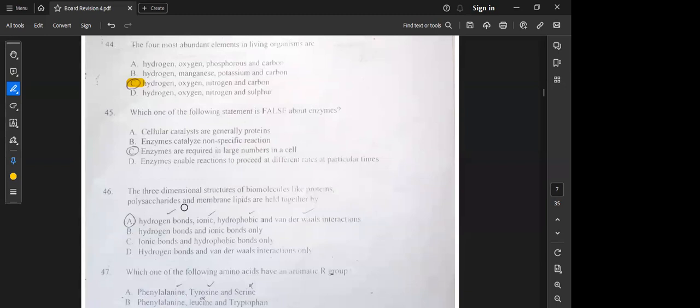Number 45. Which statement about enzymes is false? A, cellular catalysts are generally proteins. So enzymes are generally proteins. B, enzymes catalyze non-specific reactions. C, enzymes are required in large numbers in a cell. Or D, enzymes enable reactions at a particular time. So he's asking, which statement about enzymes is false? Waweru is thinking that enzymes are required in large numbers in a cell. That statement is false.